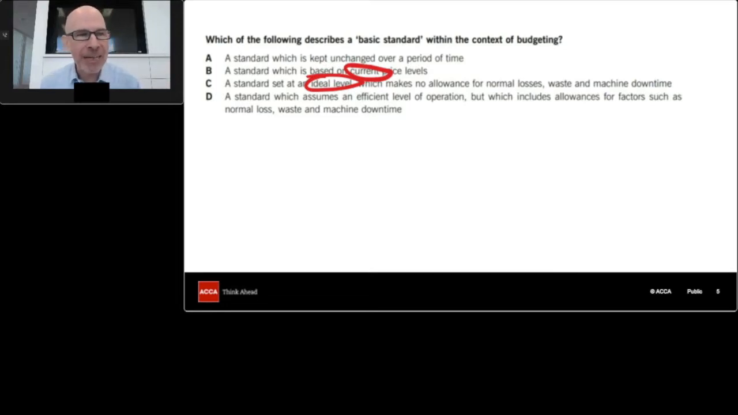How about D? Do you like D? Efficient levels, but it allows for some normal waste. Nope, it ain't that, guys. That is called the attainable standard. So the answer, everybody, is A, unchanged over time. Basic standard might be helpful for statistical analysis if we're trying to understand the trend of a learning curve or something along those lines. But for controlling our workforce, motivation, the basic standard is not the best.